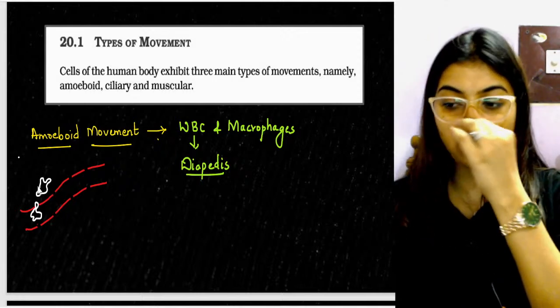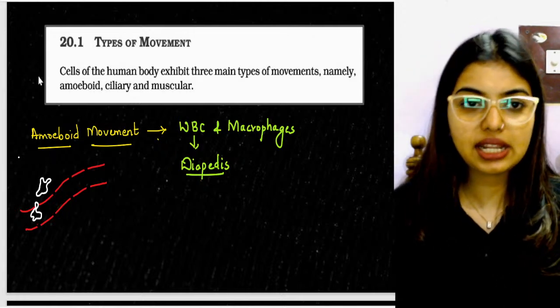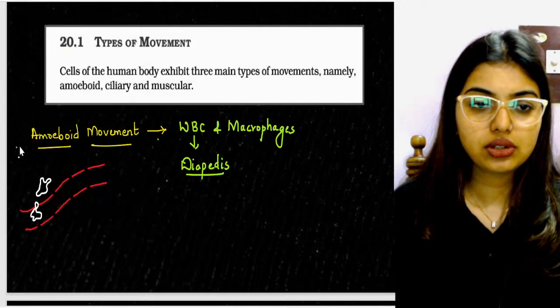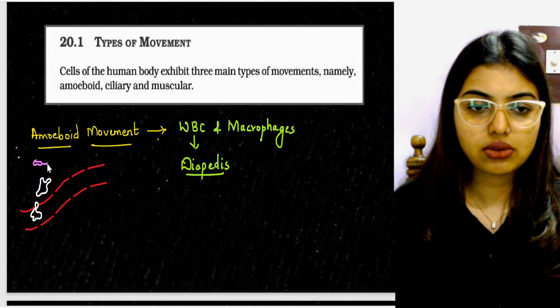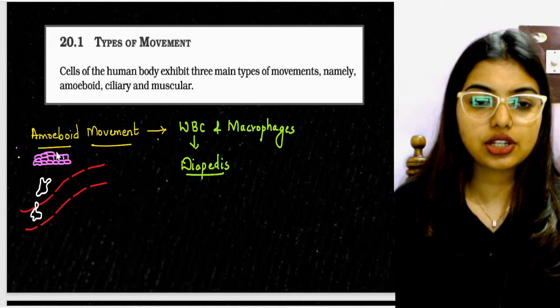do phagocytosis. Now you can ask me a question, ma'am, why are they doing this? Students, it's very simple. Let's say here there is a tissue. This is our tissue.